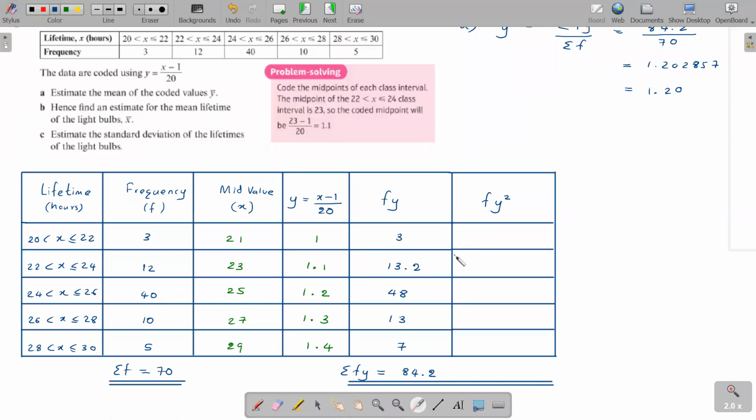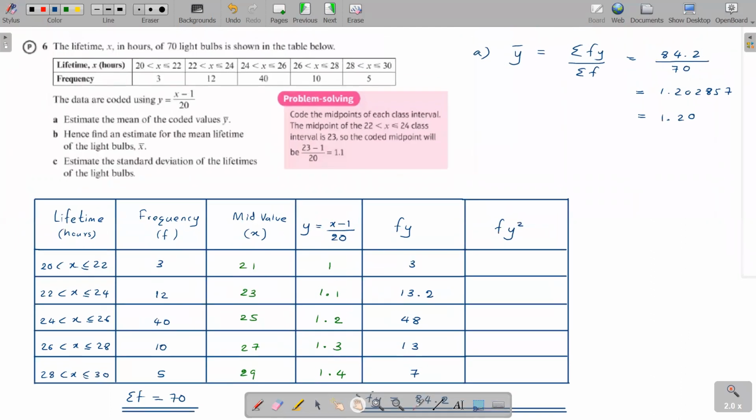Okay, so then that's done. So we found the mean of the coded values, y bar. Part B, they say hence find an estimate for the mean lifetime of the light bulbs, x bar. They're asking you to get x bar. So how do we get x bar? So you know the rule.